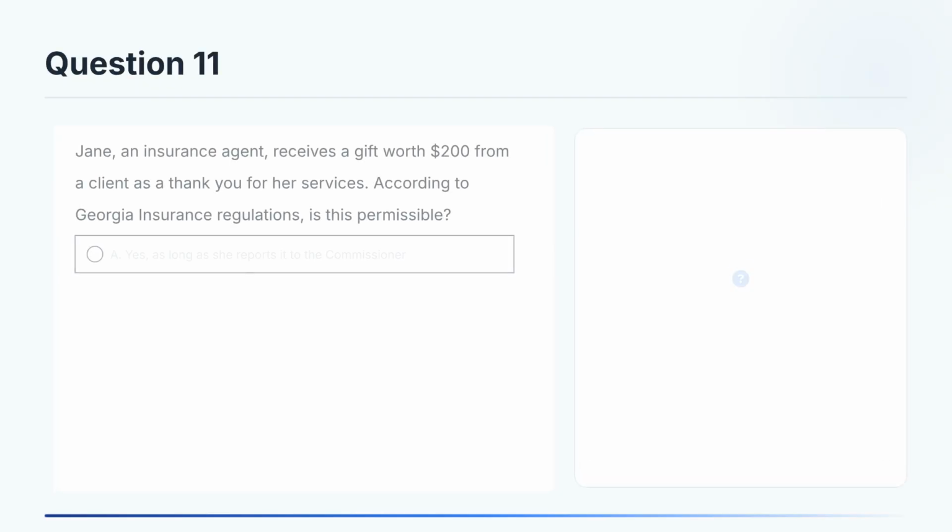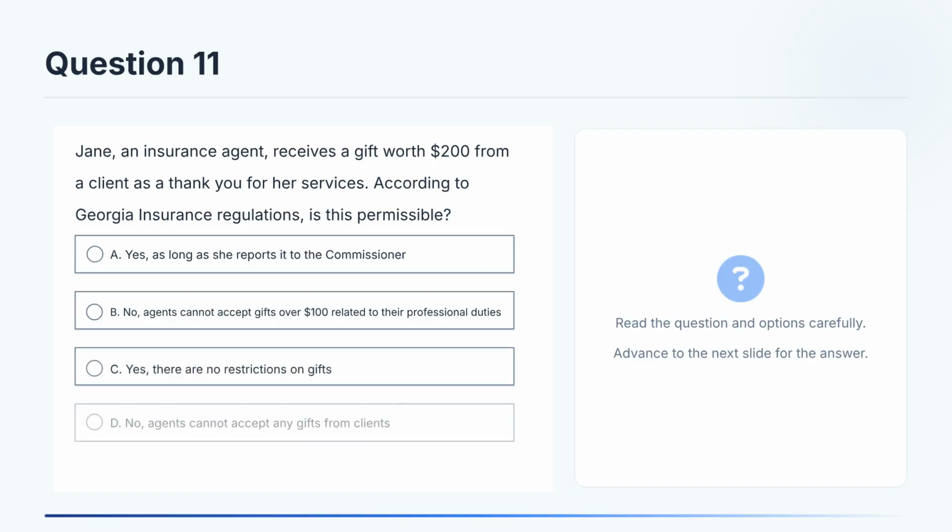Question 11. Let's see if you know your Georgia state rules. Jane, an insurance agent, receives a gift worth $200 from a client as a thank you for her services. According to Georgia insurance regulations, is this permissible? A. Yes, as long as she reports it to the commissioner. B. No. Agents cannot accept gifts over $100 related to their professional duties. C. Yes, there are no restrictions on gifts. D. No, agents cannot accept any gifts from clients.